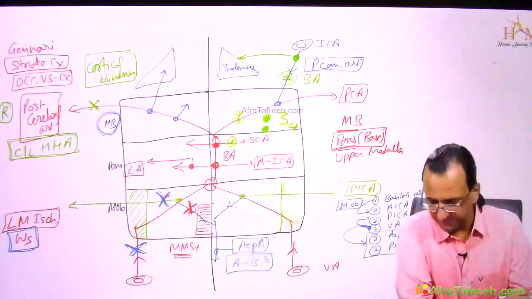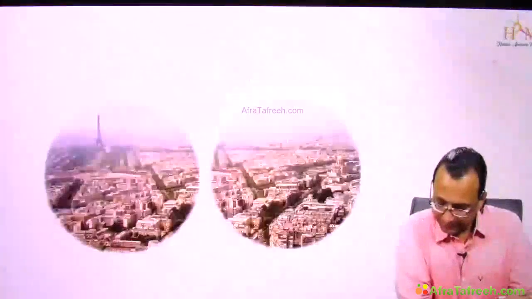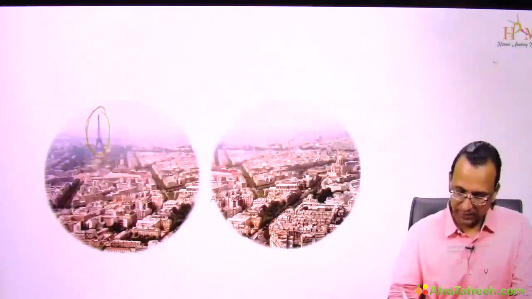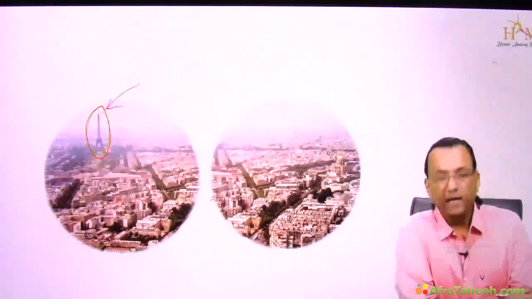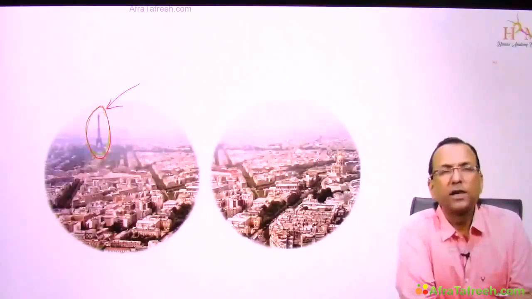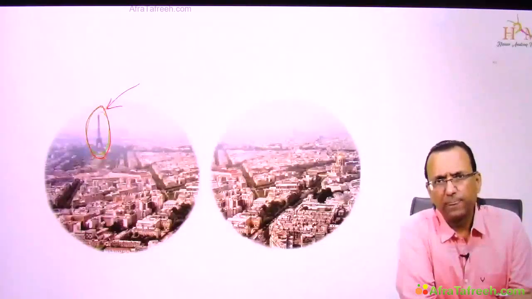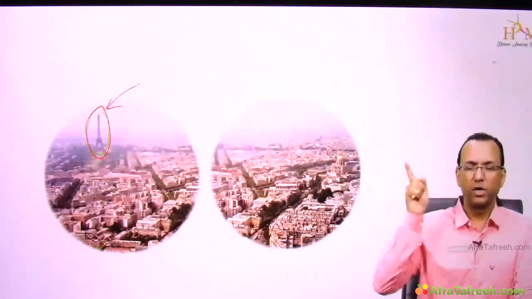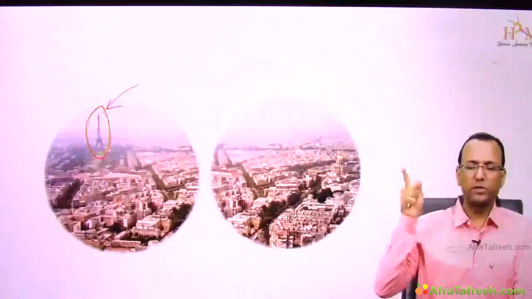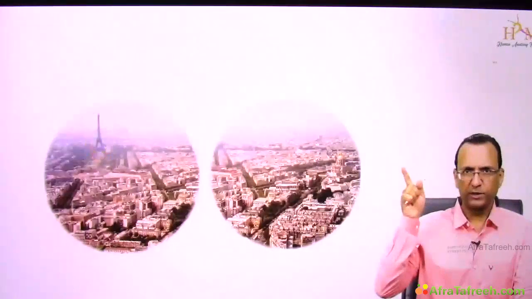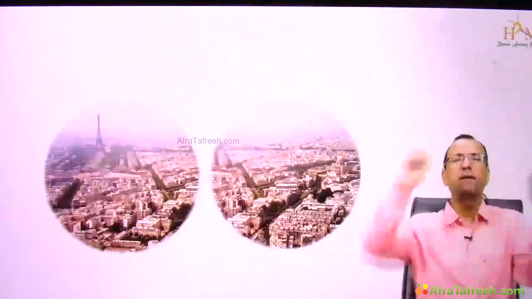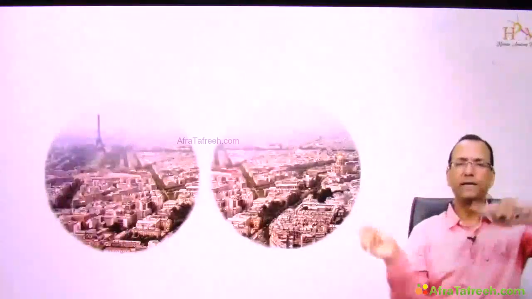Let me discuss that now. You see, the Eiffel Tower here, Paris, France. I can see the Eiffel Tower, but this patient cannot see. Which patient? The one who is having a right-sided posterior cerebral artery block. Yes, this patient cannot see the Eiffel Tower. Why? Because the left half of each eye is blind.